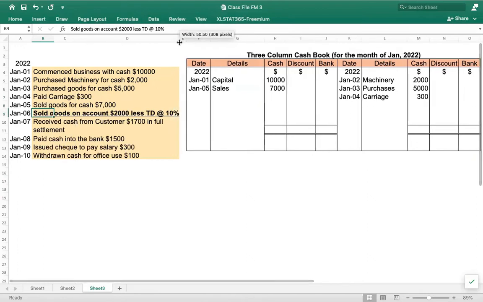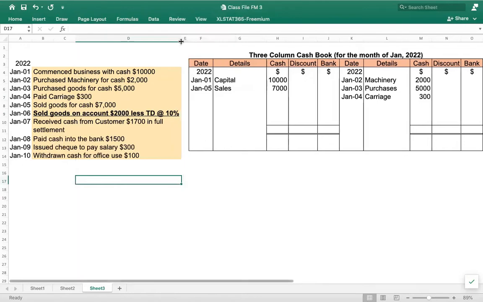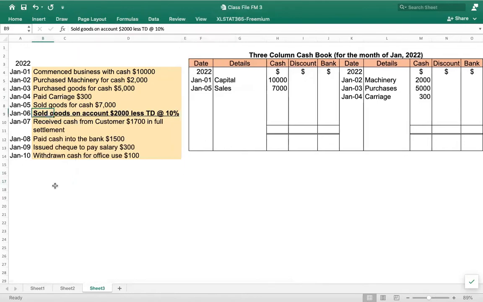Sold goods on account 2000 less trade discount at 10%. This one we cannot record, right? Because it's on account. Excellent, your observation and learning is correct. Here we sold goods on account. On account means there is no cash inflow. So this we are not going to record.